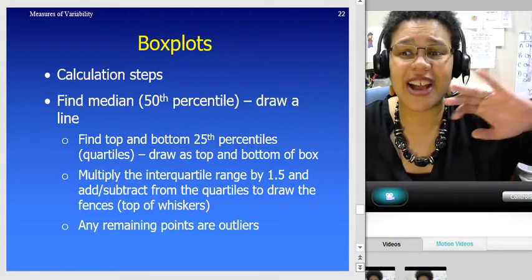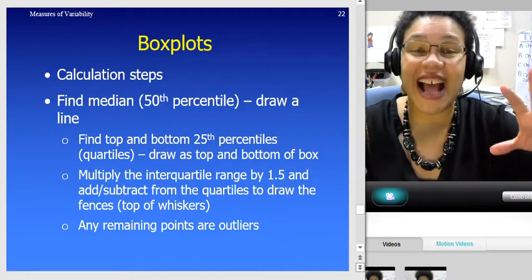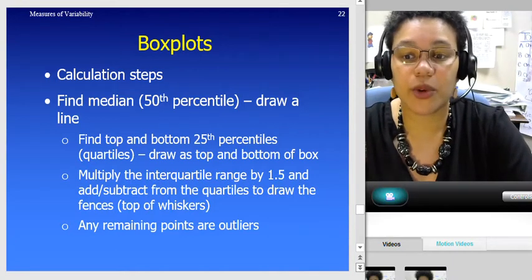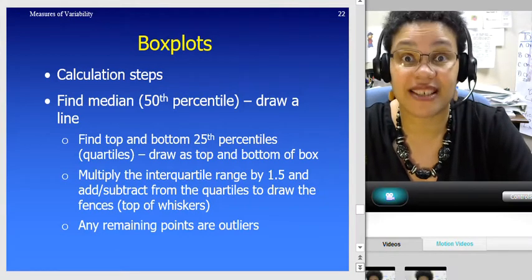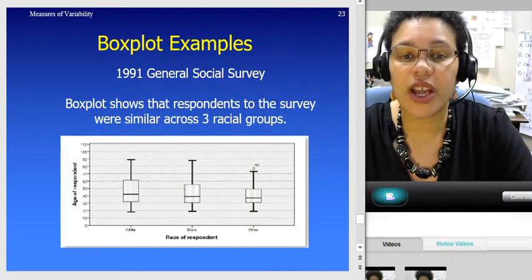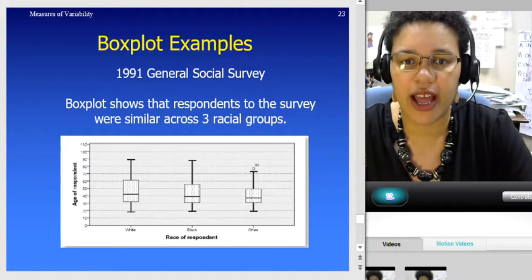And nobody ever does this by hand. We would have a statistical program do this for us, and specifically, we would have SPSS do this for us. Okay. And here's some examples, and I want you to see them so that when you're reading a research report, you know what you're looking at.